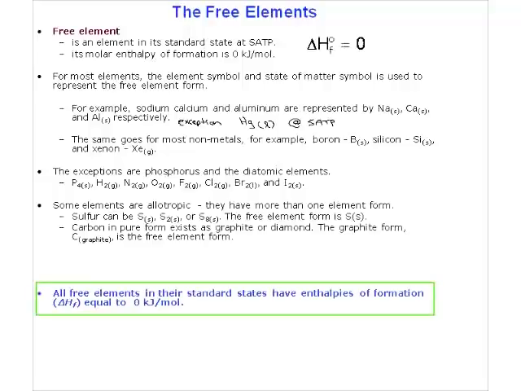The important thing here that we have to note on the bottom is that all free elements in their standard states have enthalpies of formation of 0. Now again, what we mean by free elements is they have to be unbonded and they have to be in their standard state. So these guys are going to be given a delta H value of 0.